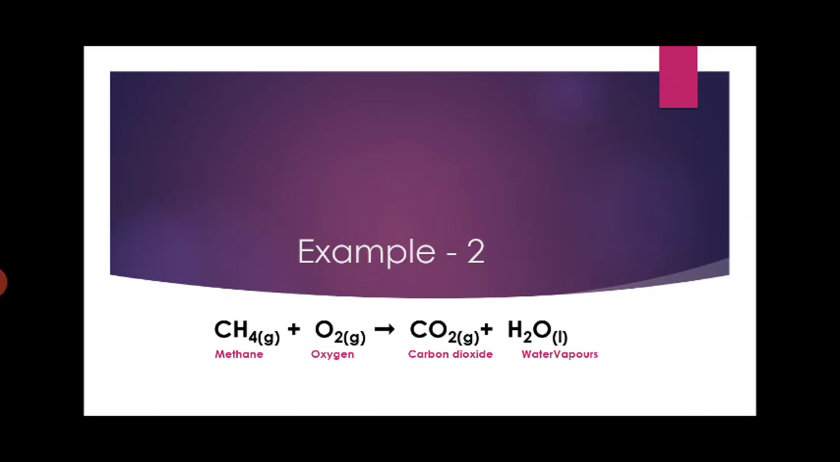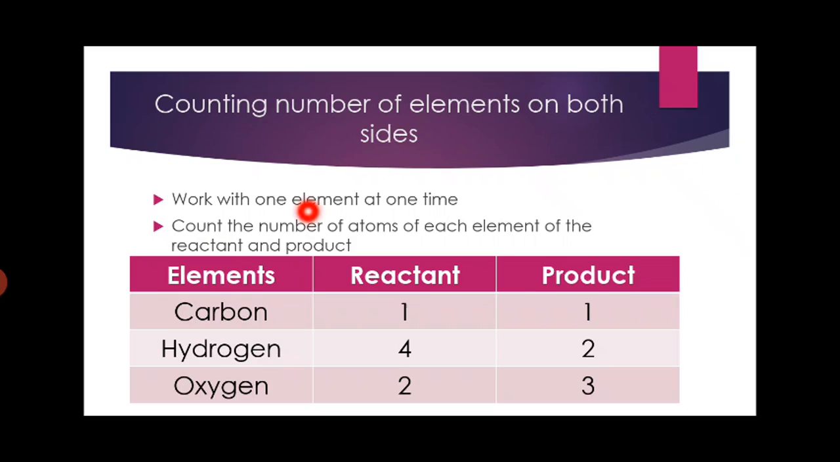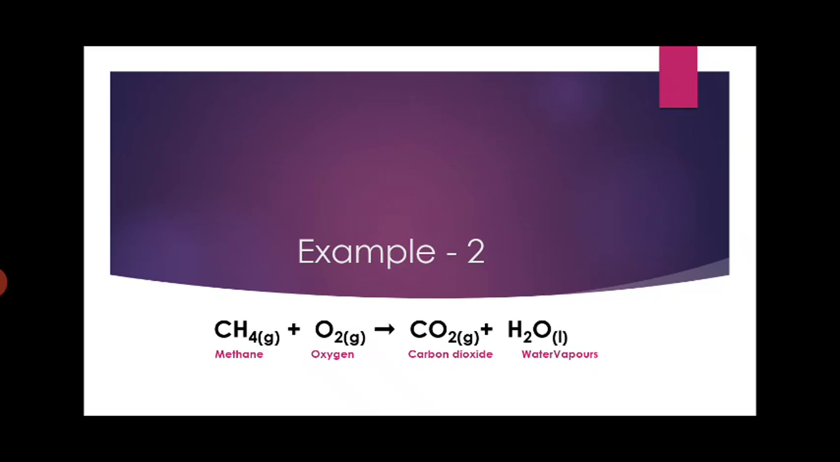Let's discuss another chemical equation and balance it using the same procedure. Here we have another unbalanced chemical equation in which methane combines with oxygen to form carbon dioxide and water vapors. We have to work with one element at a time. Count the number of atoms of each element of the reactant and product. We have 3 elements on the reactant side as well as on the product side: carbon, hydrogen and oxygen.